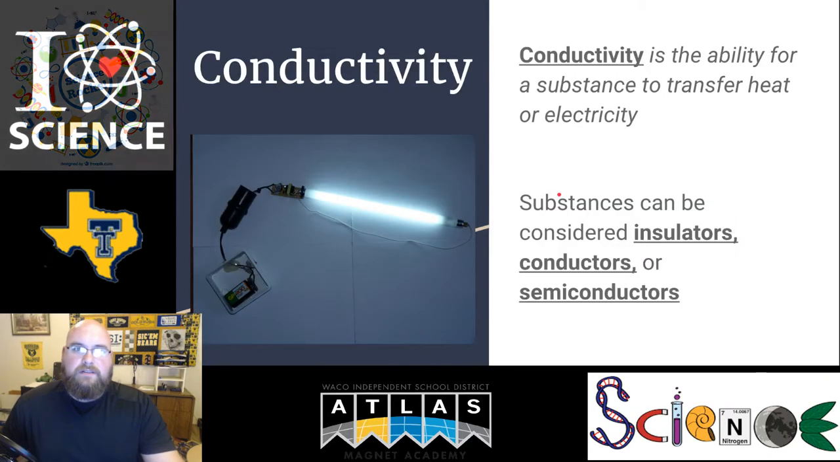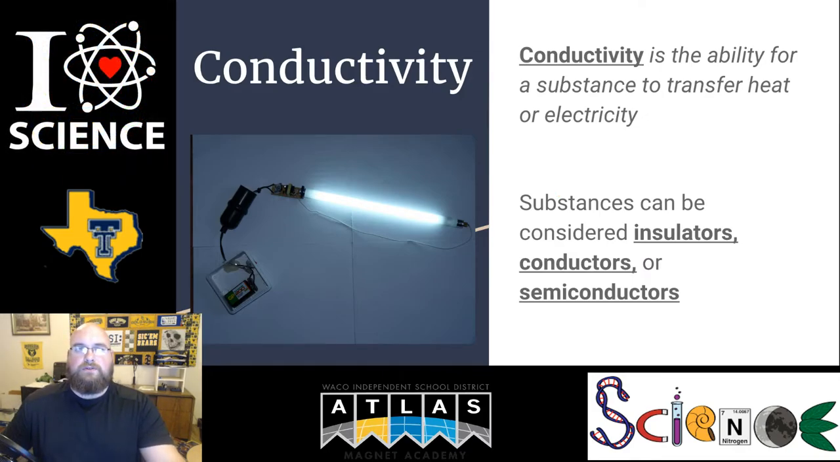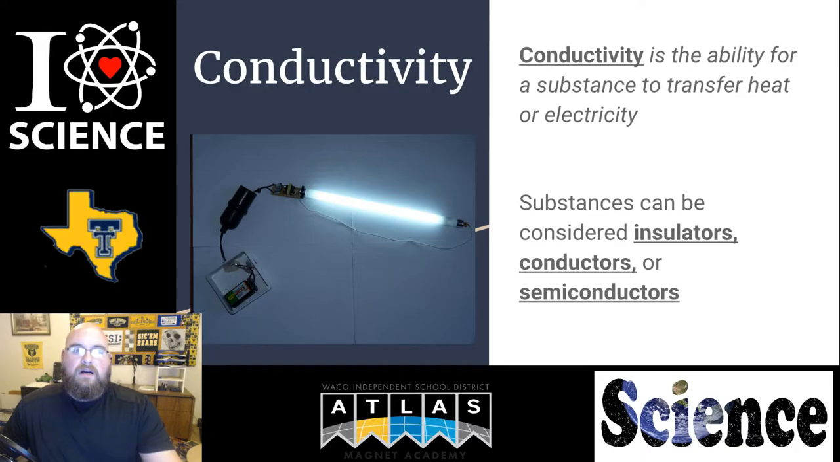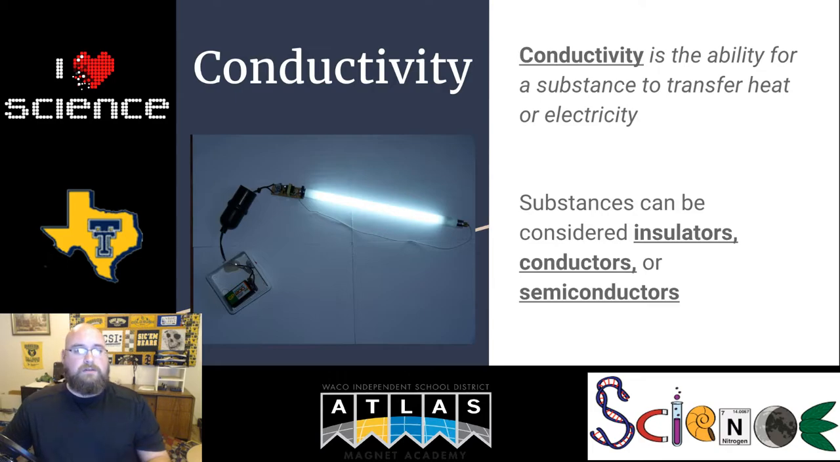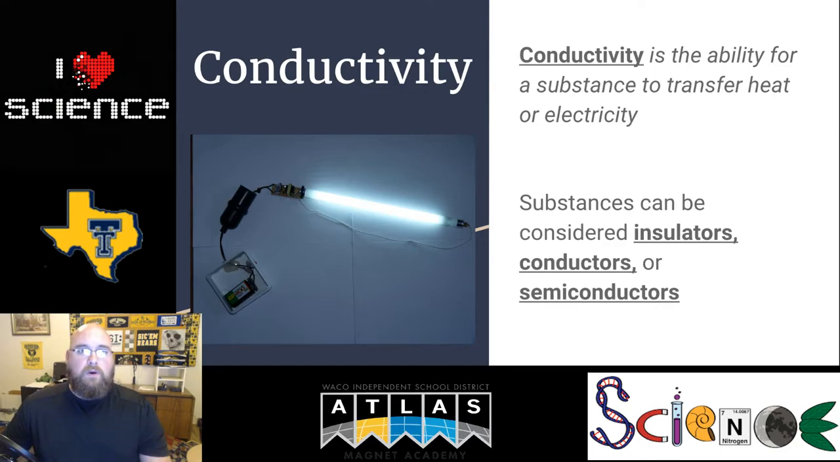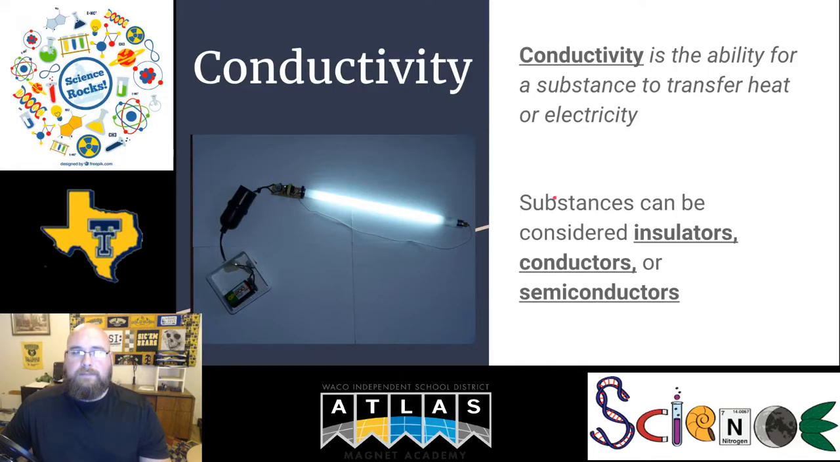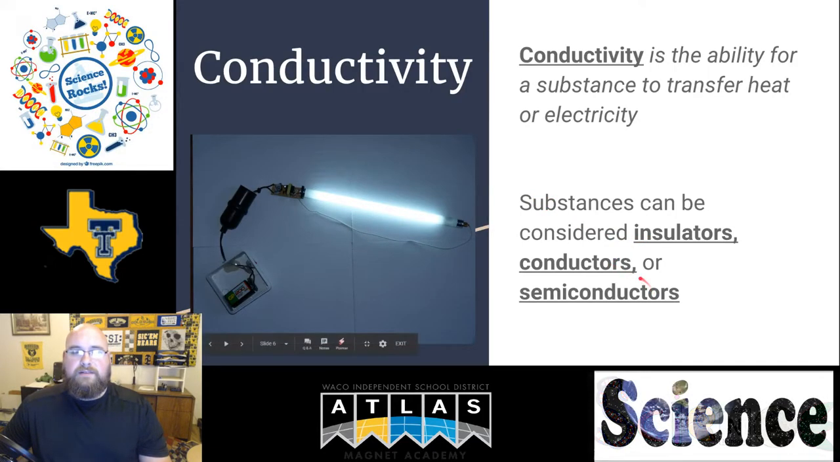Next, we have conductivity. Conductivity is the ability for something to transfer heat or electricity. There are 3 designations for how a substance moves heat or electricity through it. One is that it's an insulator. It's not a very good material to transfer either one of those 2 things. We have conductors, which allow electricity to travel very easily through them. And then the last one is called a semiconductor. We'll talk a little bit more about what semiconductors are here in just a little bit. But these are the 3 ways that you can describe a substance's ability to be conductive.